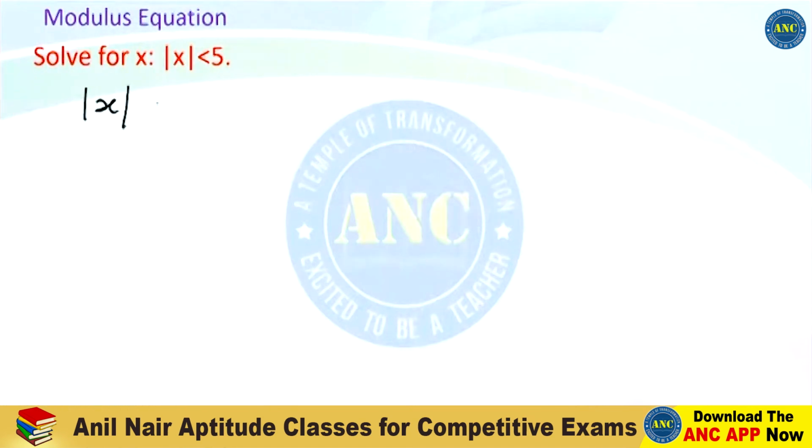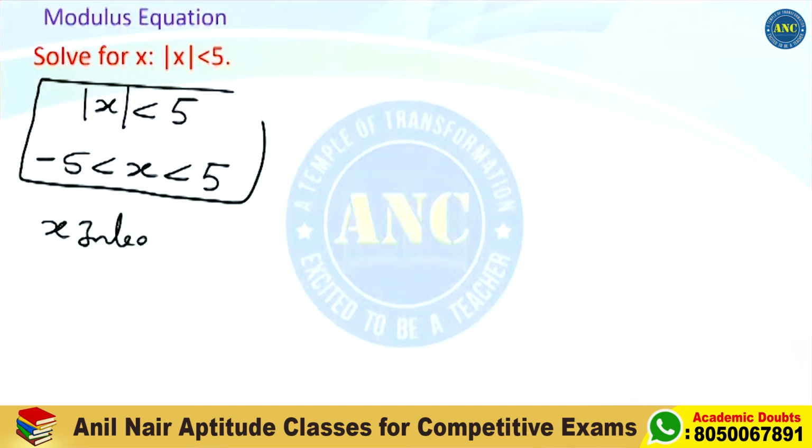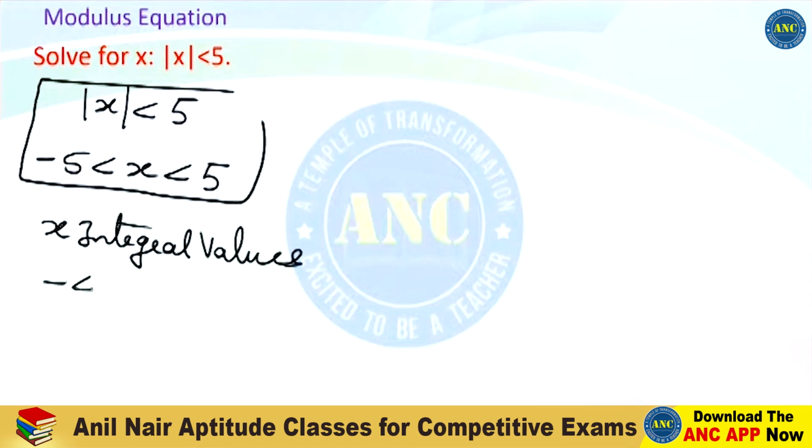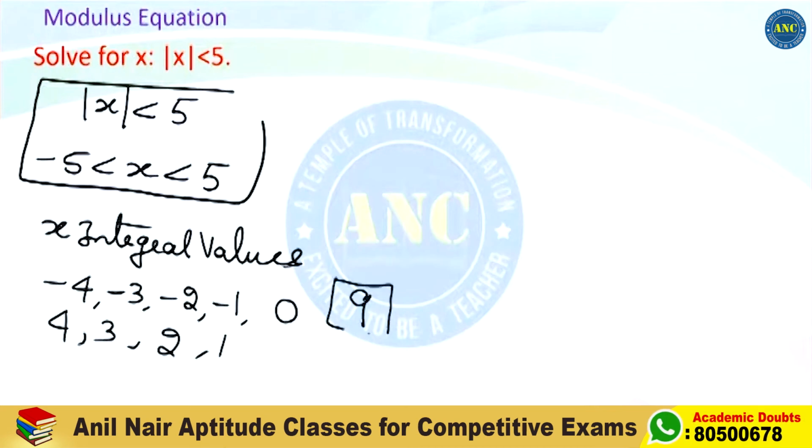Mod x less than a means it lies between the critical points. Minus 5 less than x less than 5. Suppose in the question he gave how many integral values x can take. Minus 4, minus 3, minus 2, minus 1, 0, 1, 2, 3, 4. So 1 to 4 negative, 1 to 4 positive. Mod x less than 5 means x lies from minus 5 to 5. So the answer is 9 integral values.